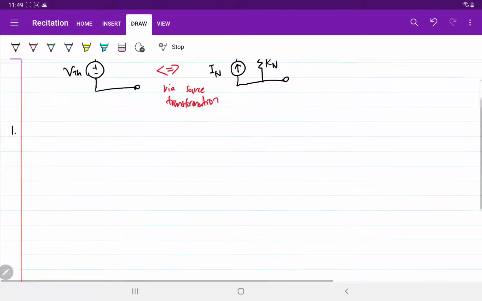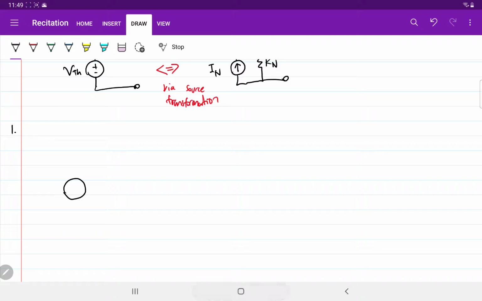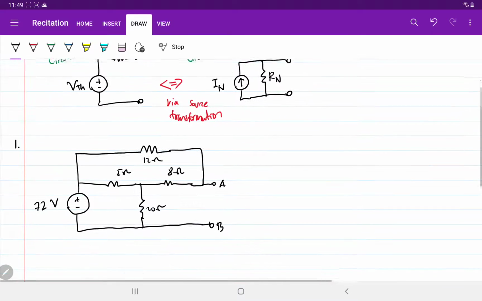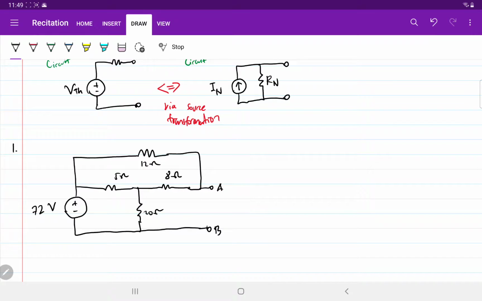The first problem, we have a voltage source 72 volt and a resistor here 12 ohm, resistor there 5 ohm, here 8 ohm, connected to another resistor 20 ohm, and we have our terminal right here, AB. So the question, what is the equivalent Thevenin circuit for this particular circuit?